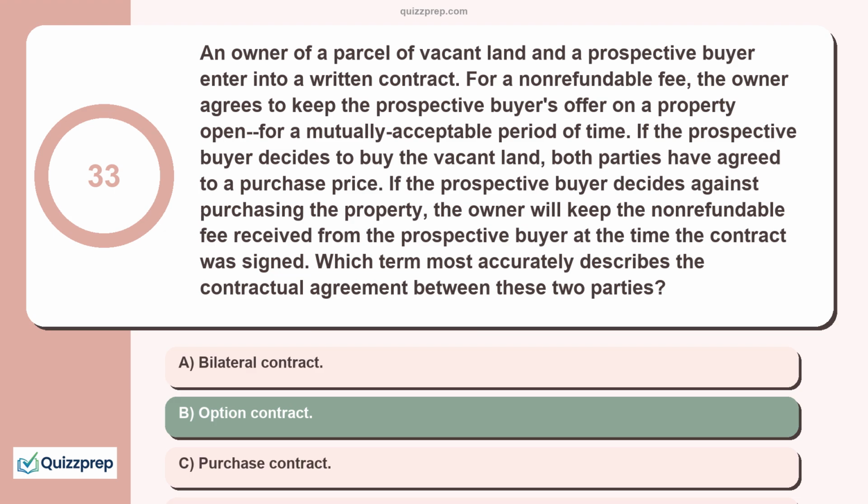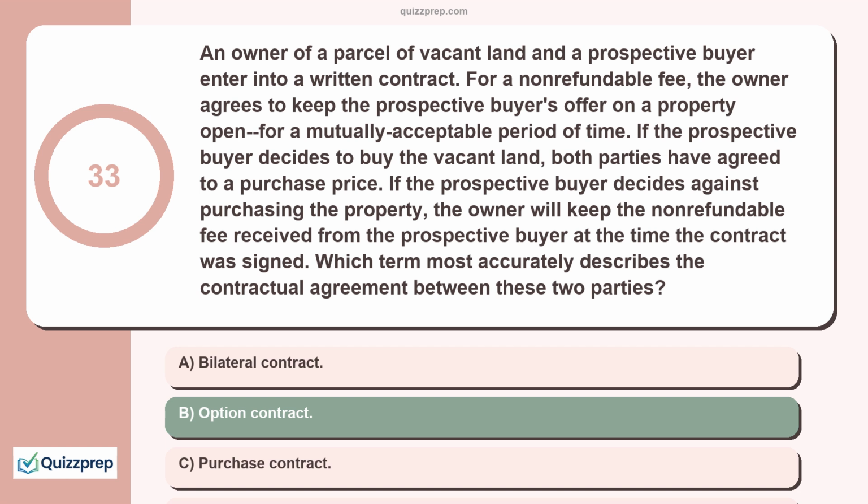Here, the owner is promising not to sell the property to anyone else until the prospective buyer decides either to buy, i.e., perform, or not buy. Whatever the prospective buyer decides, the owner of the property will keep the non-refundable option fee. During this option term, if the prospective buyer decides to exercise the option, the seller will sell the property to the prospective buyer at a price both parties have agreed to in the option agreement.